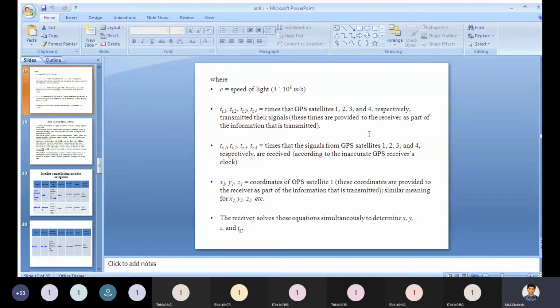Okay, so the receiver solves these equations simultaneously to determine X, Y, Z and TC.